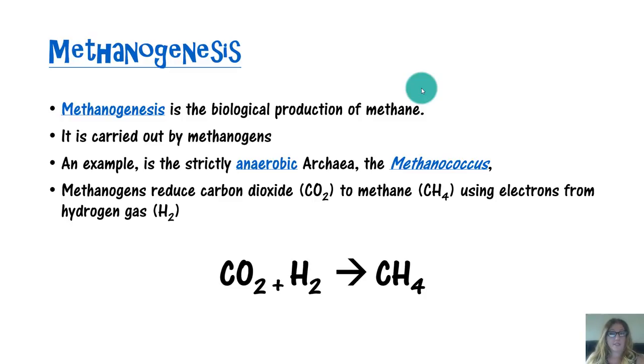In methanogenesis, these are our anaerobic bacteria and our archaea that are our methane producers, like the ones that exist in the rumen of cows, for example. So methanogenesis is the biological production of methane. This is a byproduct of the microbial metabolism for these methanogens.